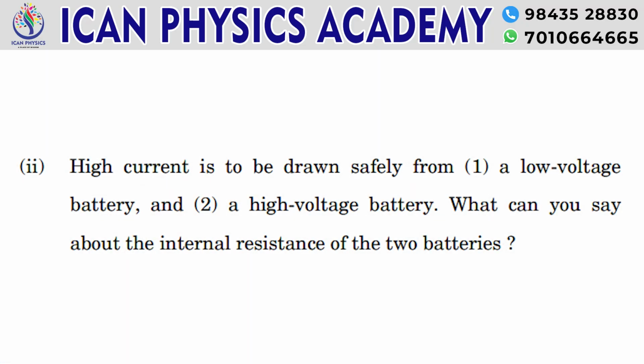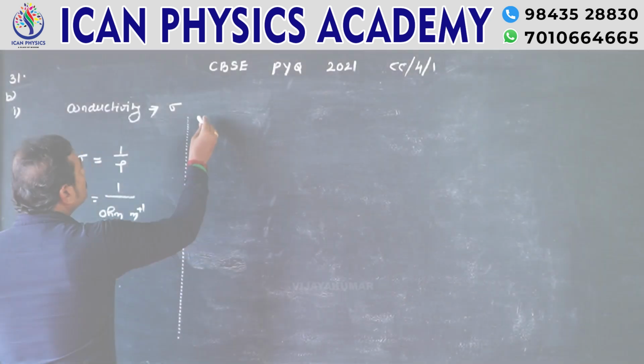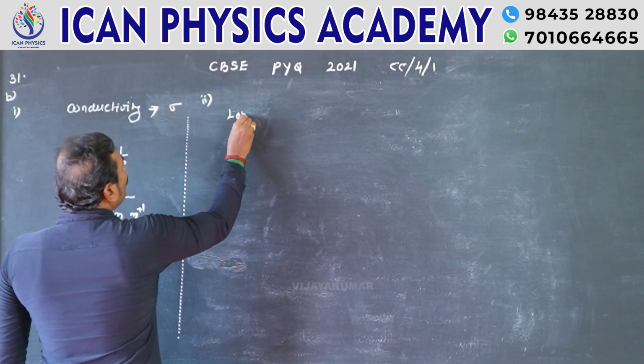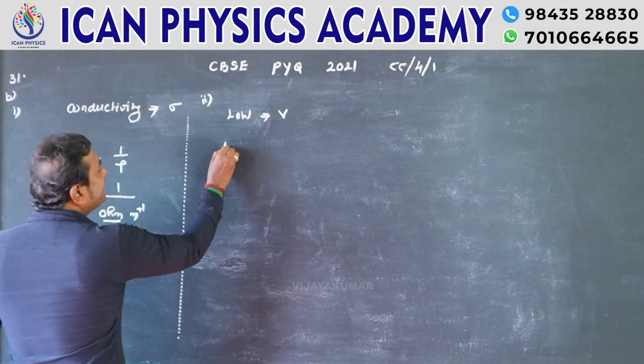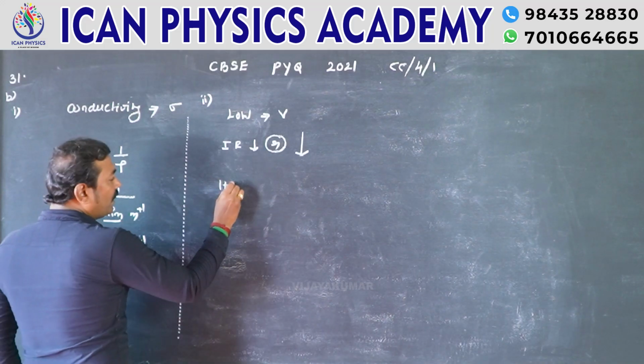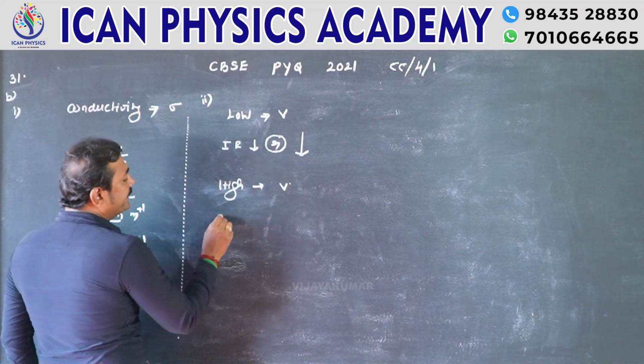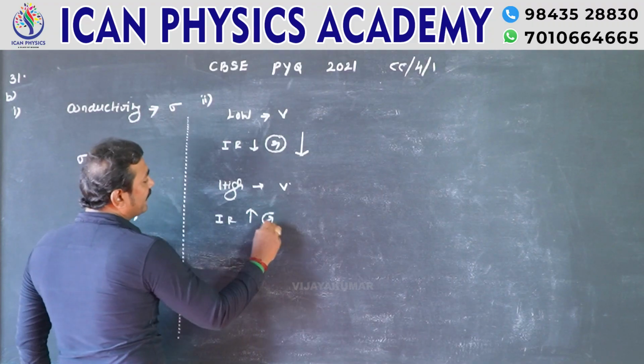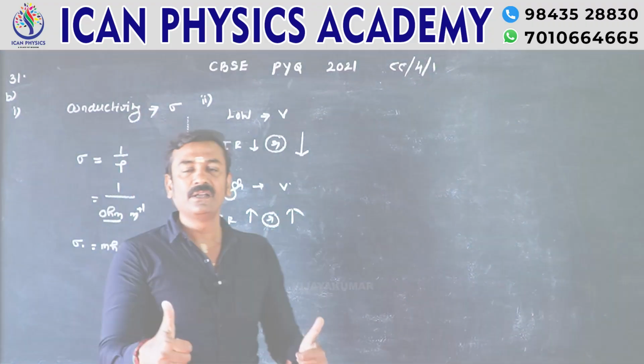Question number 31 B, second question. High current is to be drawn safely from a low voltage battery and a high voltage battery. What can you say about the internal resistance of the two batteries? For a low voltage battery, the internal resistance is low. For a high voltage battery, the internal resistance is high.